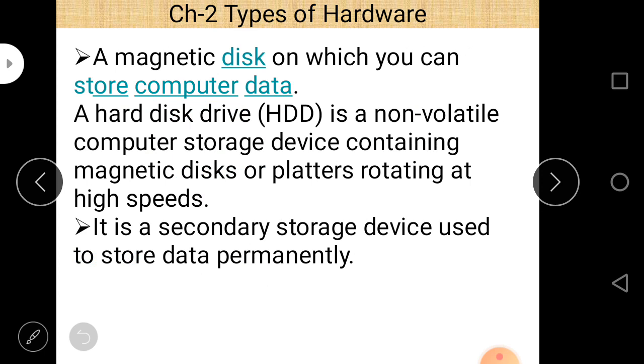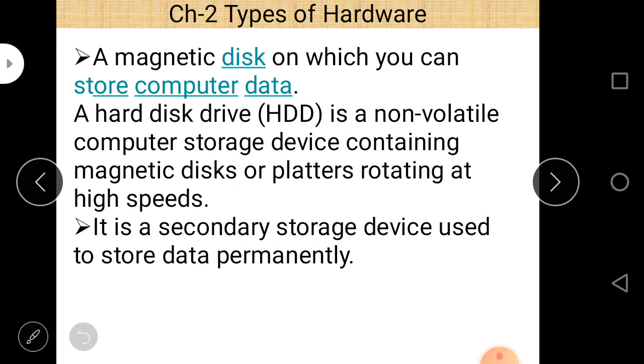Now let us revise its points again. A magnetic disk on which you can store computer data. The hard disk is a non-volatile computer storage device containing magnetic disk platters rotating at high speed, and it is a secondary storage device used to store data permanently. So there are 3 important things in it.